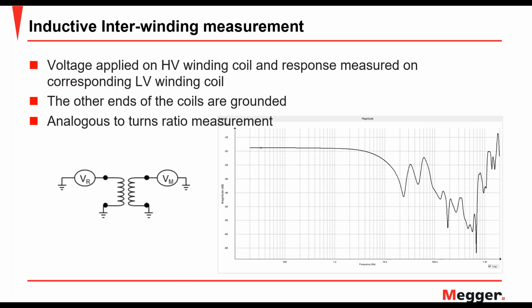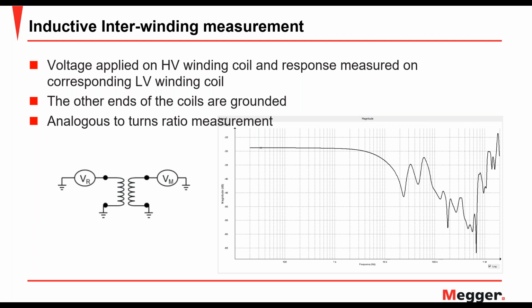Now let's talk about interwinding measurements. Let's start off with inductive interwinding measurements. In the case of an inductive interwinding measurement, as I said earlier, the signal is injected into the high voltage winding, and the response signal is measured on the low voltage winding, on the corresponding phase. The other ends of the winding coils are grounded.